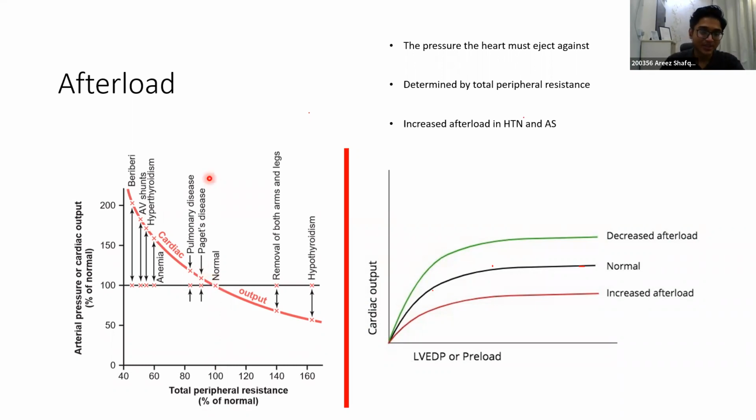So for example, in Paget's disease, I think you guys discussed this in MSK briefly, there's a lot of osteoblastic activity and a lot of osteoclastic activity. And because there's so much activity, the bones require a lot of blood flow. This causes formation of AV shunts in the bone. AV shunts are basically arteries that drain directly into the veins without arterioles. This will decrease the resistance. If the resistance is decreased, the cardiac output will increase. Okay? This is Paget's disease.